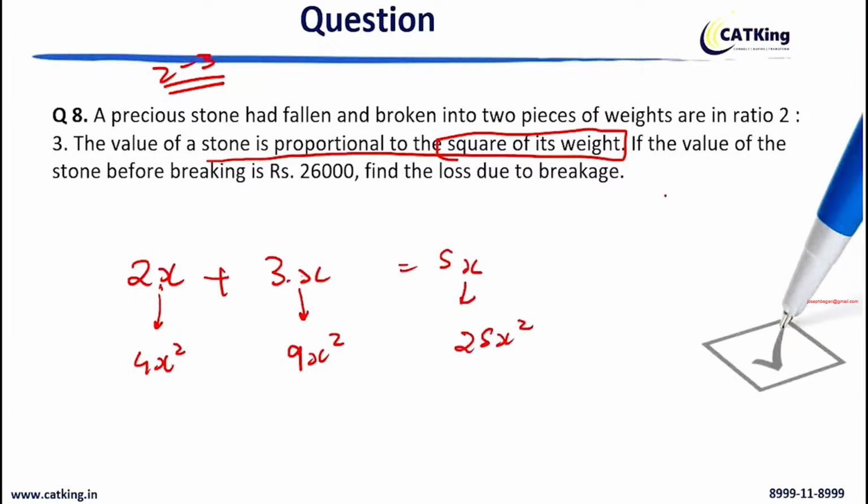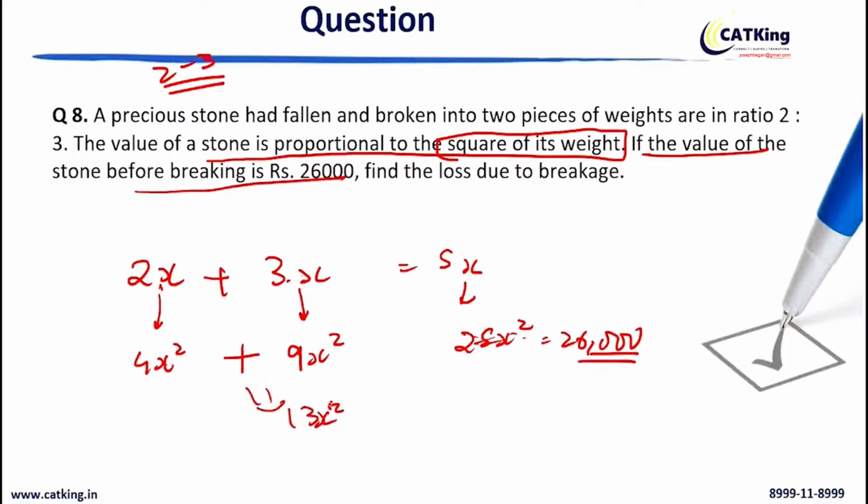So what is the square of the weight in totality? 25x square. So the value of the stone before breaking is 26,000. That is given to you. That 25x square the value is 26,000. Find the loss due to breakage. So what was the value after breaking? Value after breaking is 13x square. Correct? So this was the value before breaking. This is value after breaking.